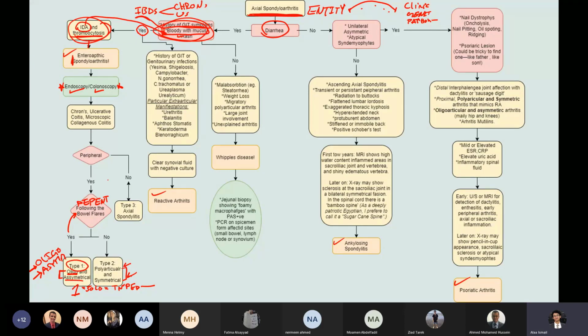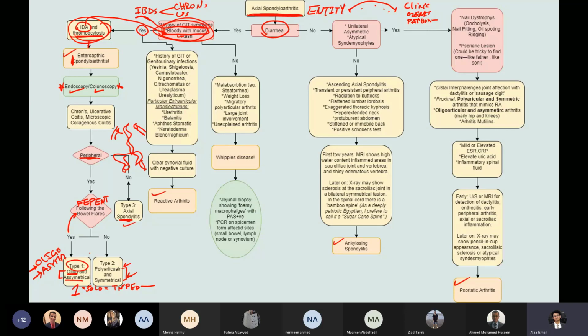And if it's not a peripheral arthritis, in fact, the patient comes to you with an axial arthritis affecting the spinal column, affecting the joints we have here, or even the hips or the shoulder roots. And this patient is going to be diagnosed with type 3 enteropathic spondyloarthritis, axial spondylitis. That was the first thing we have.